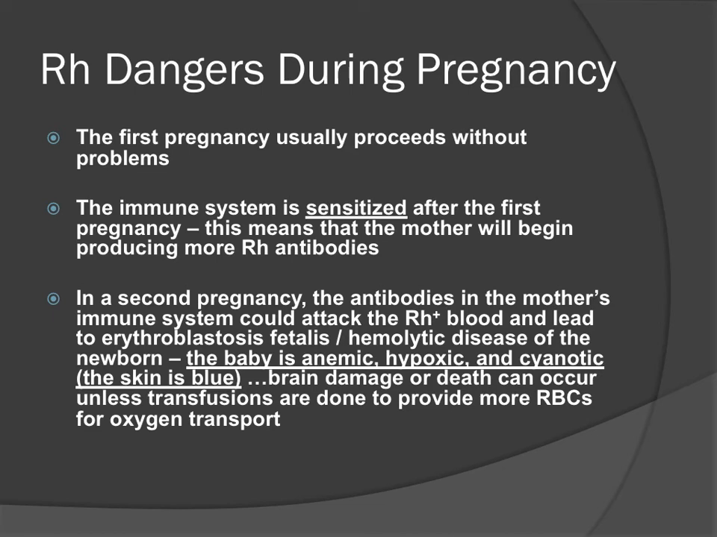So the dangers, again, are all due to the immune system being sensitized after that first pregnancy. This means that the mother will begin to produce more of those antibodies to fight it off. So in a second pregnancy, the antibodies in the mother's immune system could attack the Rh positive blood and lead to something called erythroblastosis fetalis, hemolytic disease of the newborn, where the baby would be anemic, hypoxic, and cyanotic. So the skin would be blue from lack of oxygen. Brain damage or death can occur unless transfusions are done to provide more red blood cells for oxygen transport.